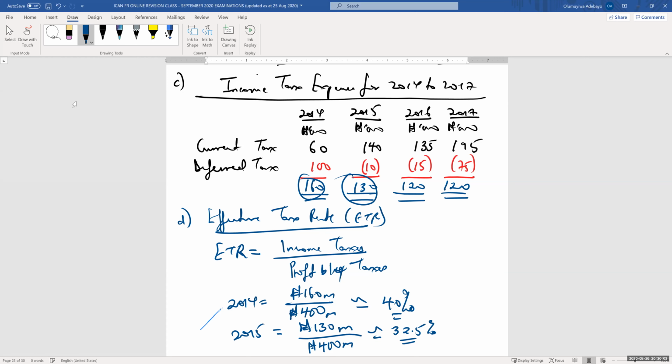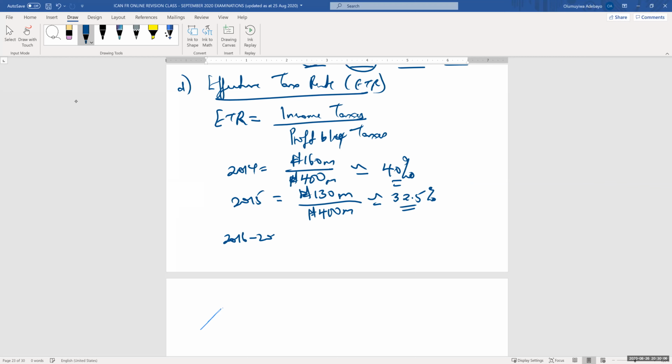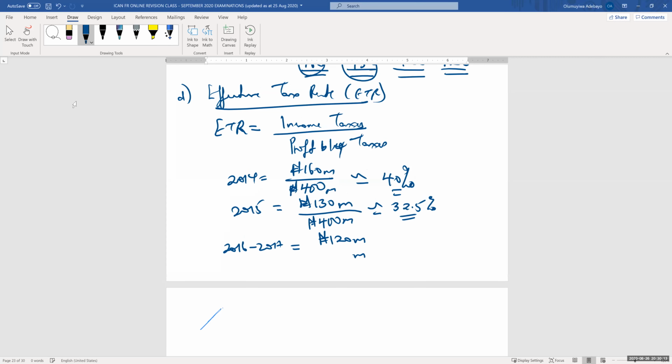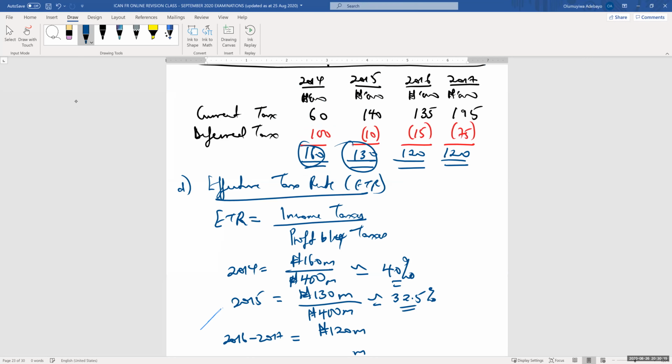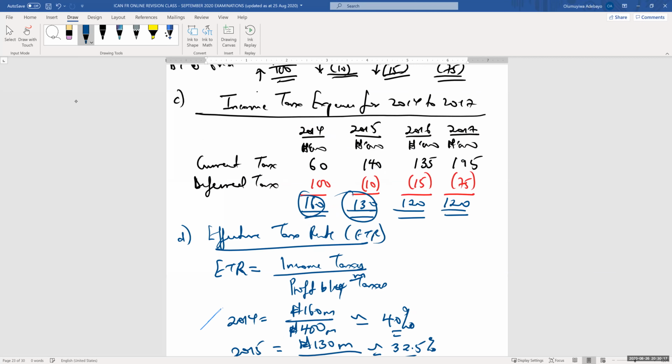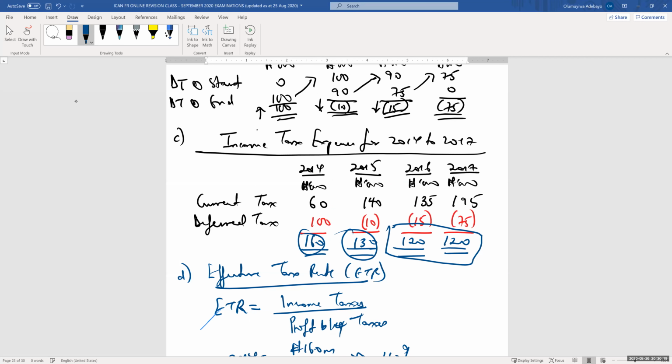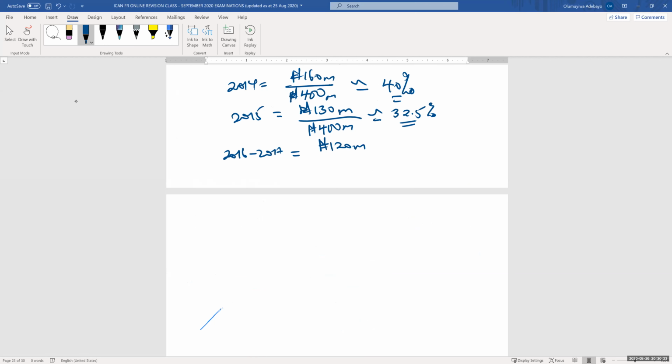And in 2016 to 2017, the income tax stabilized at 120, all because the rate is now 30% across board. Therefore, 120 as a ratio of 400 million returns us back to the 30%.